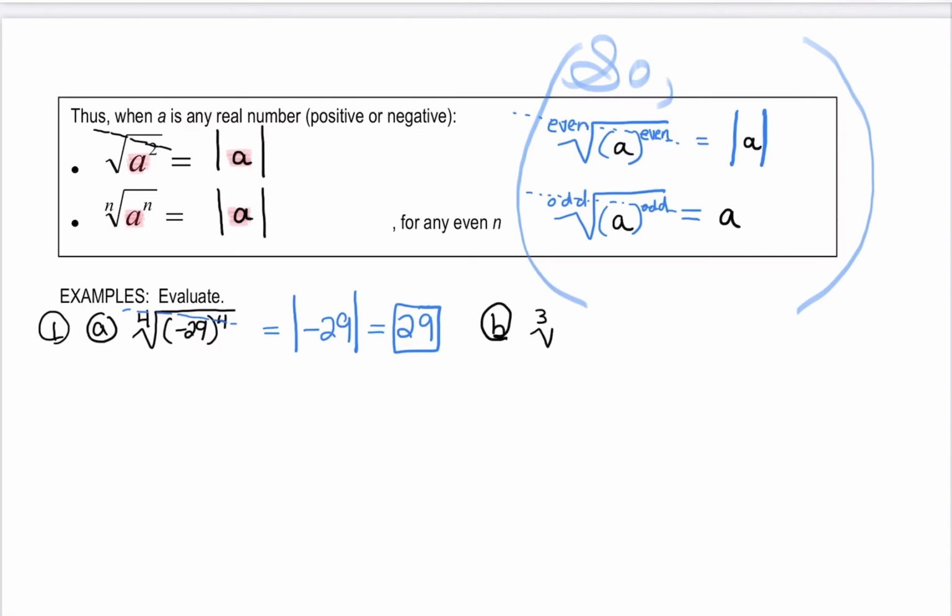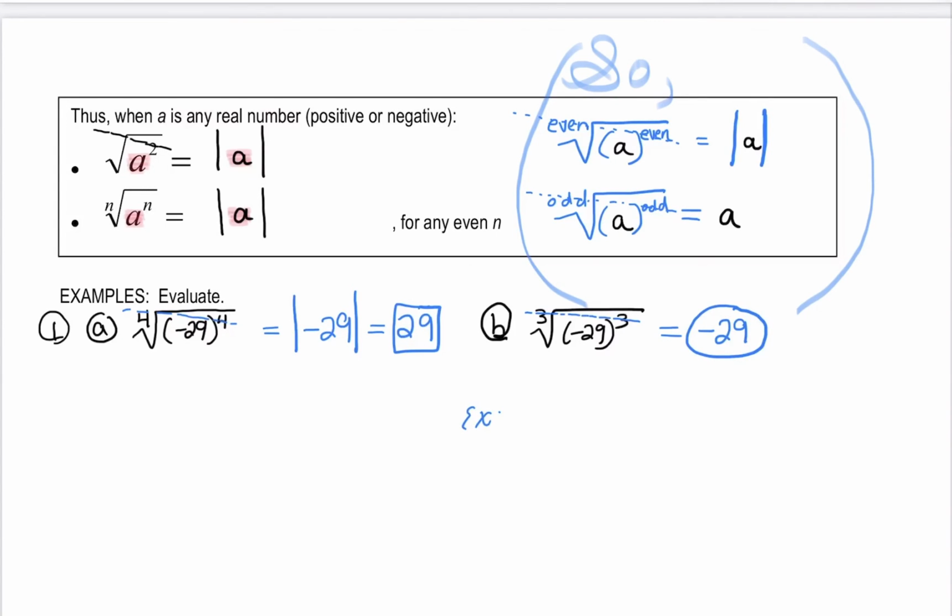Suppose I had the cube root of, let's say I'm still talking about negative 29 to the third. Again, what's the big picture idea? The big picture idea is, yes, when you take the cube root of something to the third power, those two do undo each other, and you are going to get back to that base number. The question is, do you need the absolute value bars? And here, no, you do not, because these were odd powers we were dealing with.